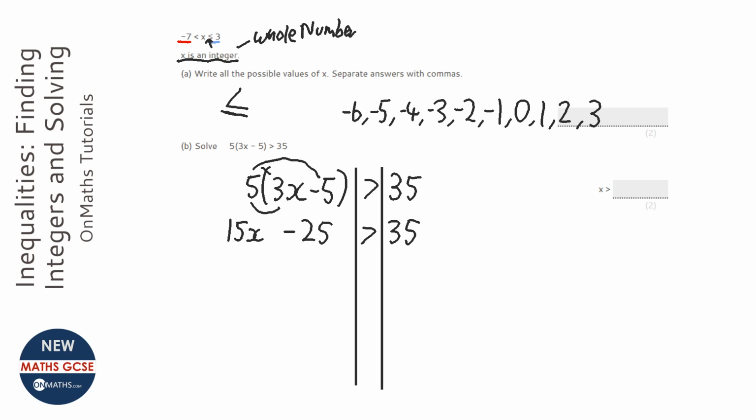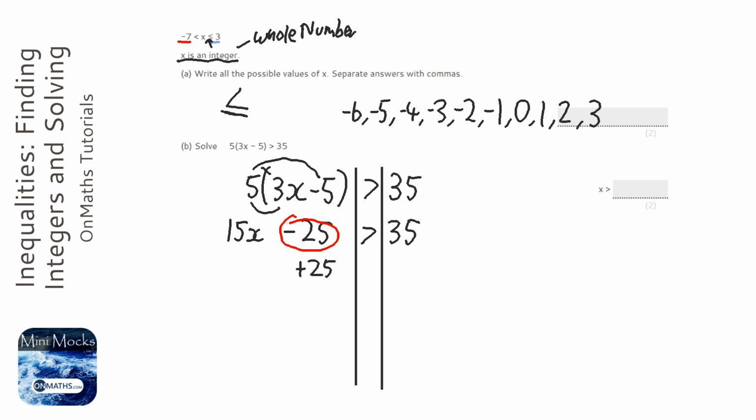Now you could have divided both sides by 5 and that would have been fine. Next step is to get rid of this minus 25. And you must start with that. You can't get rid of the 15 first. So we're going to add 25 to both sides to get rid of that minus 25. So we're left with 15x on this side. And 35 plus 25 will be, well, 5 plus 35 is 40, 40 plus 20 is 60.